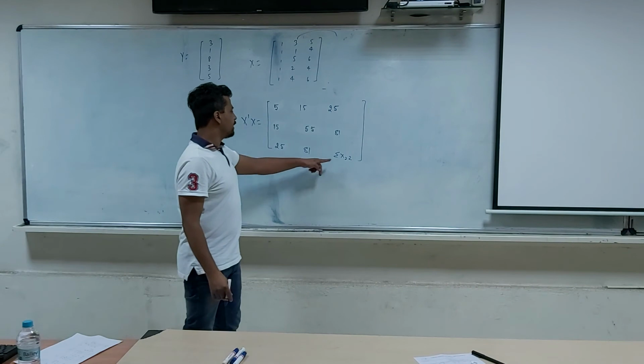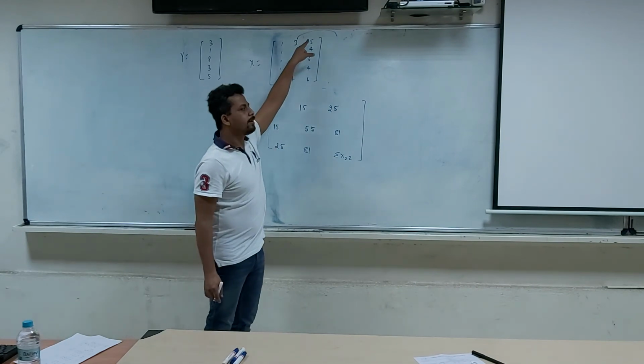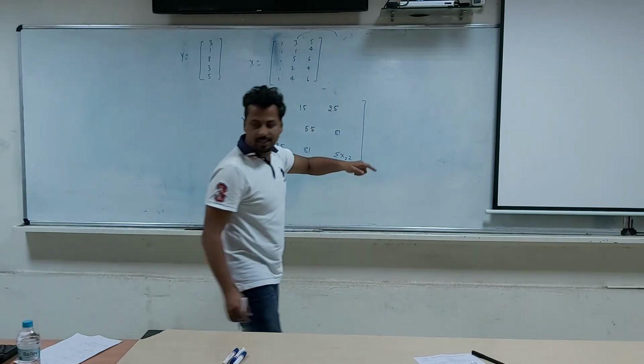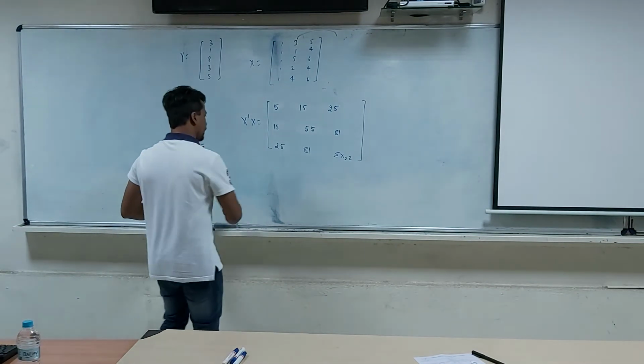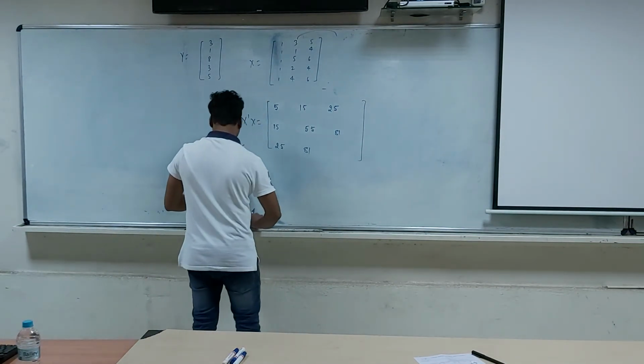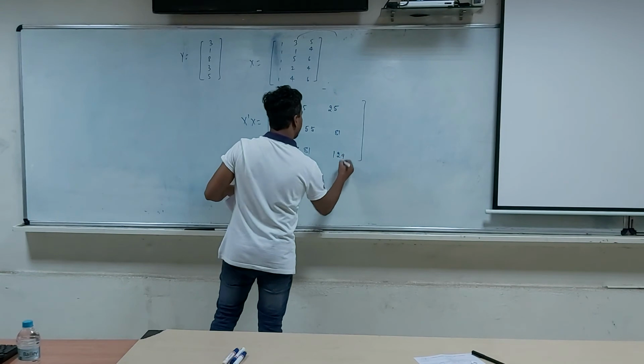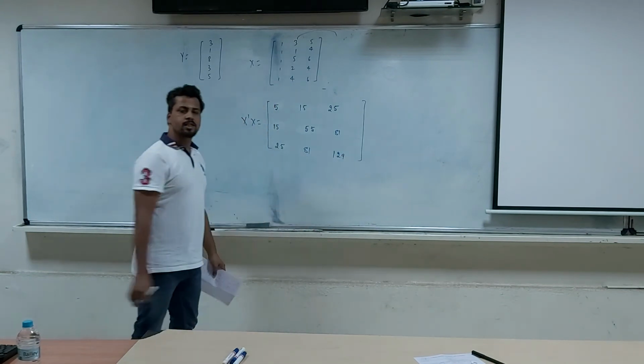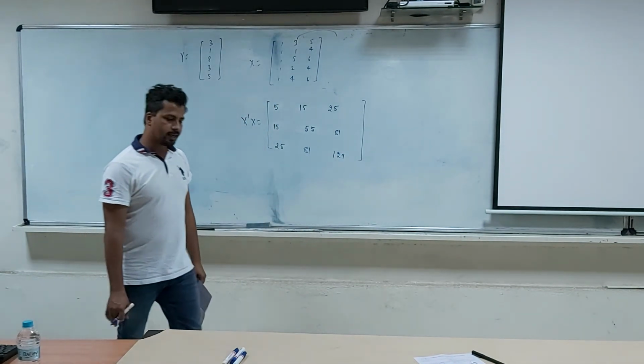Now in the same way you can understand what summation x2 square will be. You square the values and then you take the sum. So let me write it here only. Summation x2 square that I get is 129. So this x transpose x has come, okay?